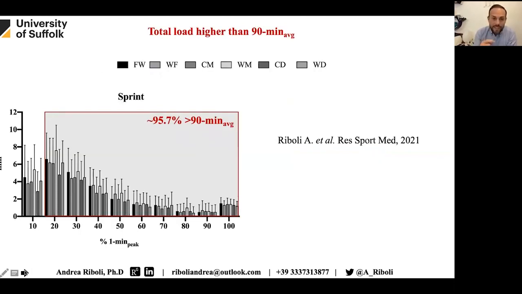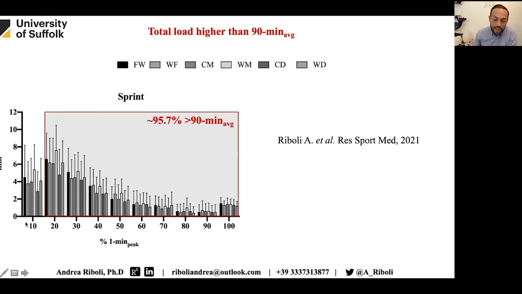Recently, we tried to investigate also some information that could be useful to manage the positional exercises in our players, because when it is required to create some supplemental activities, we also need to have an idea about how much time our players spend at different intensities during match demands.